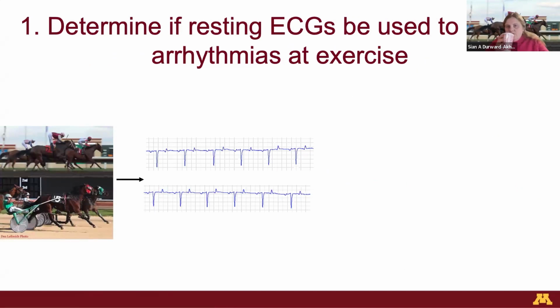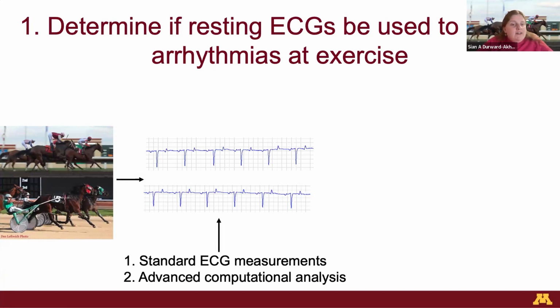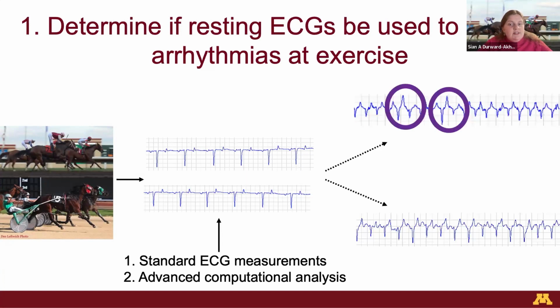And so this is an overview of our first objective. We will take the resting ECGs of the 1,000 standardbred and thoroughbred racehorses, and then we'll utilize 2 different methods, both calculating standard ECG measurements and also performing advanced computational analysis, which I'll explain in the next few slides. And really, we want to see if it's possible to predict which horses will go on to develop arrhythmias at exercise and which of those will not.